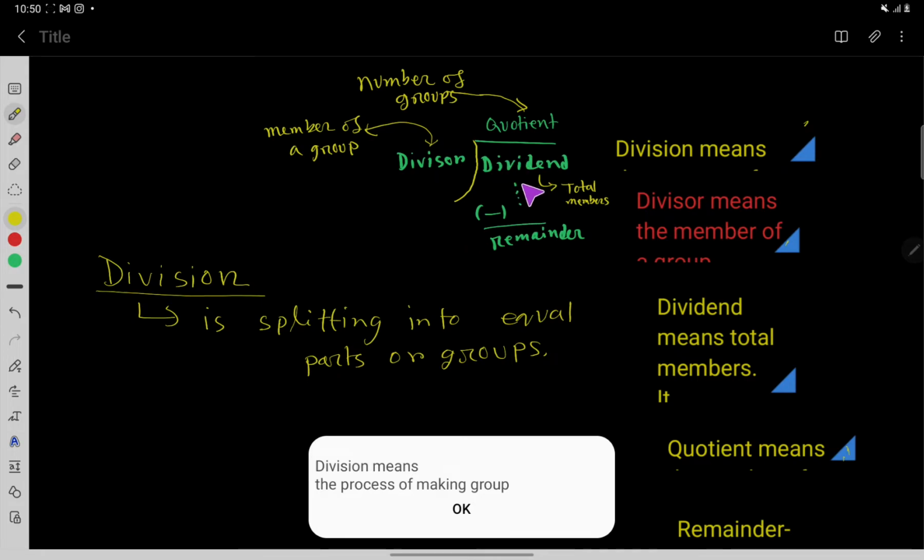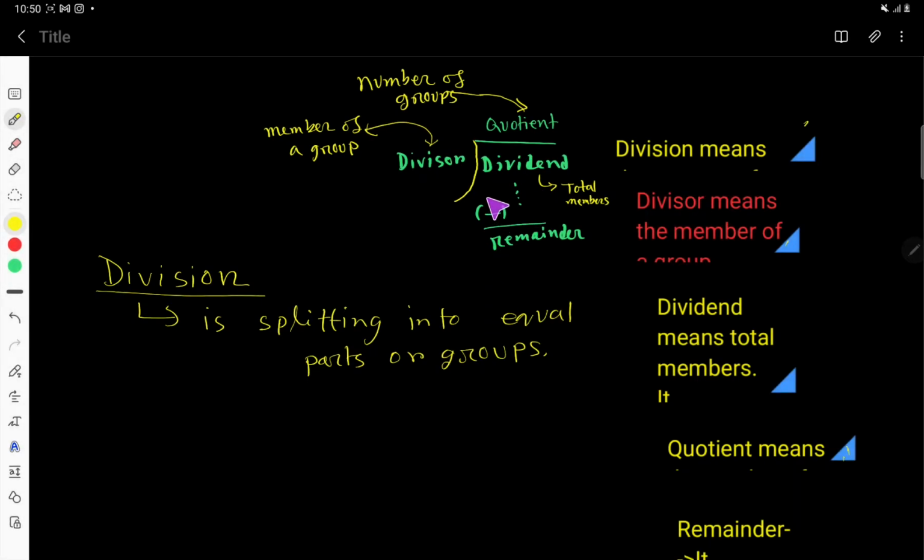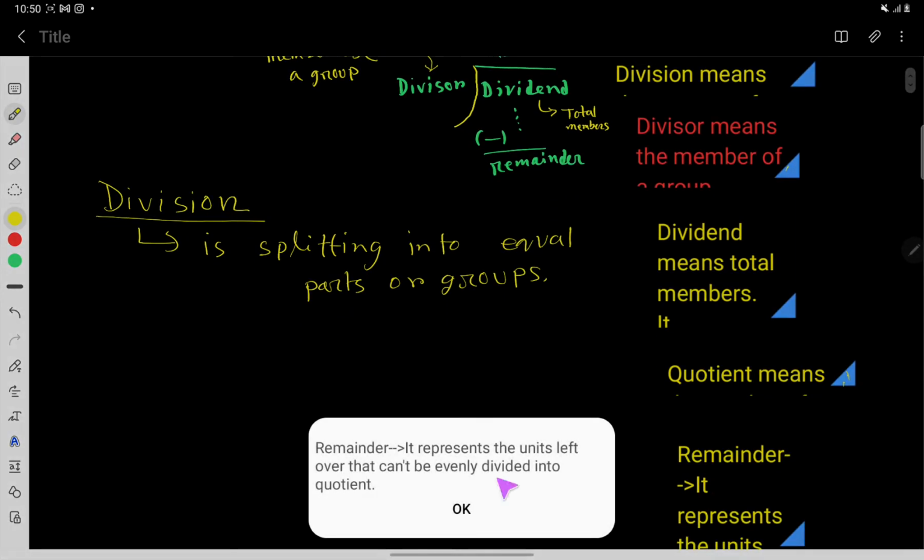Here is the ideal representation of division. We divide the dividend by the divisor and we get a quotient and sometimes we get a remainder. Here, divisor means the number of members in a group, quotient means the number of groups, and dividend means total members. Remainder means the units left over that cannot be evenly divided into the quotient.